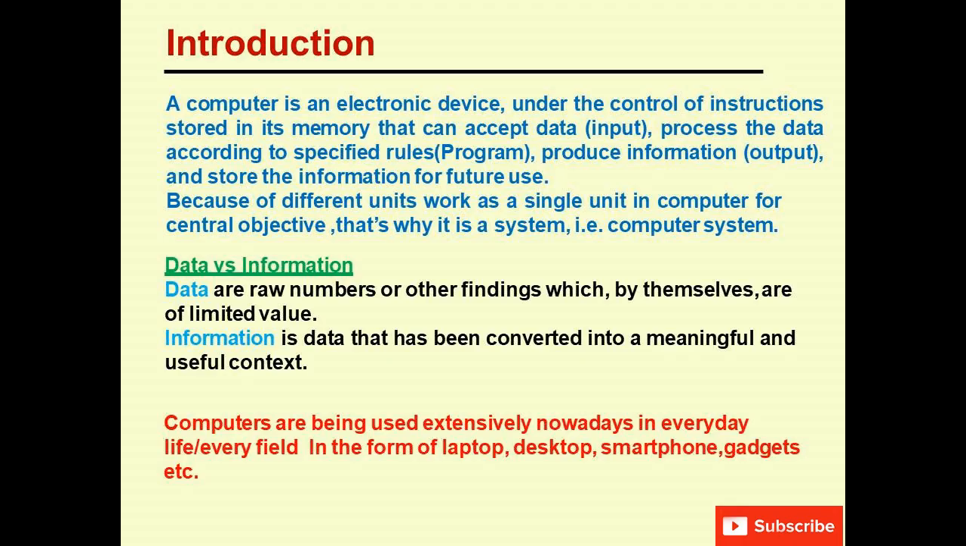What is a computer? A computer is a data processing machine that processes data to produce information. What is the difference between data and information? Data are the raw facts or figures. Computers are nowadays used everywhere and in every field in the form of laptop, desktop, smartphone or gadget.